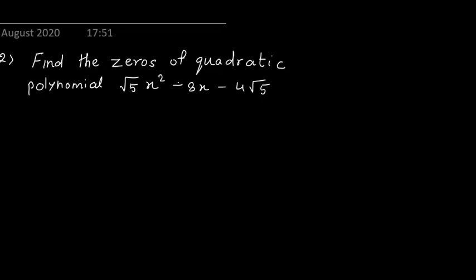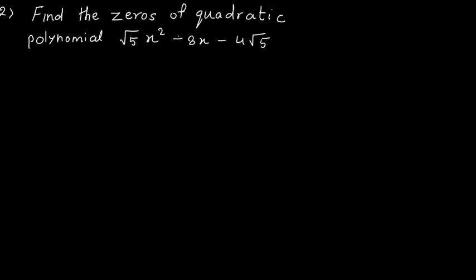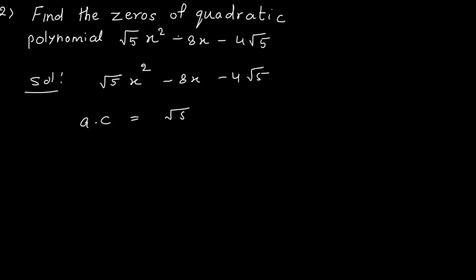Now second question, again this is option 1. Find the zeros of the quadratic polynomial. So the polynomial which I have is root 5 times x square minus 8x minus 4 root 5. So here a into c is root 5 into minus 4 root 5, which will give me 5 4s are 20, that is minus 20, and I have to split this minus 20 into parts such that their addition is minus 8. So this minus 20 we can split as minus 10 and plus 2.